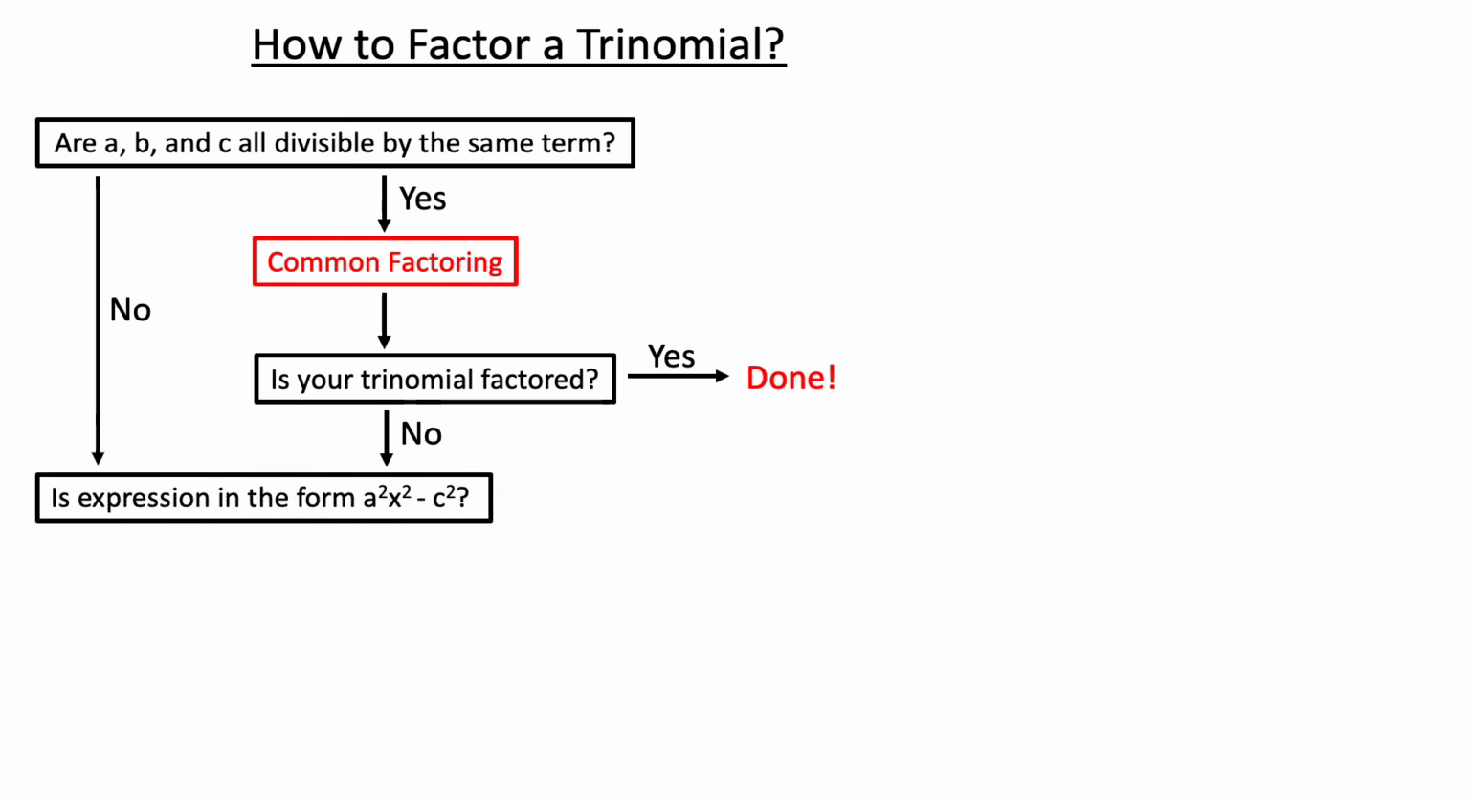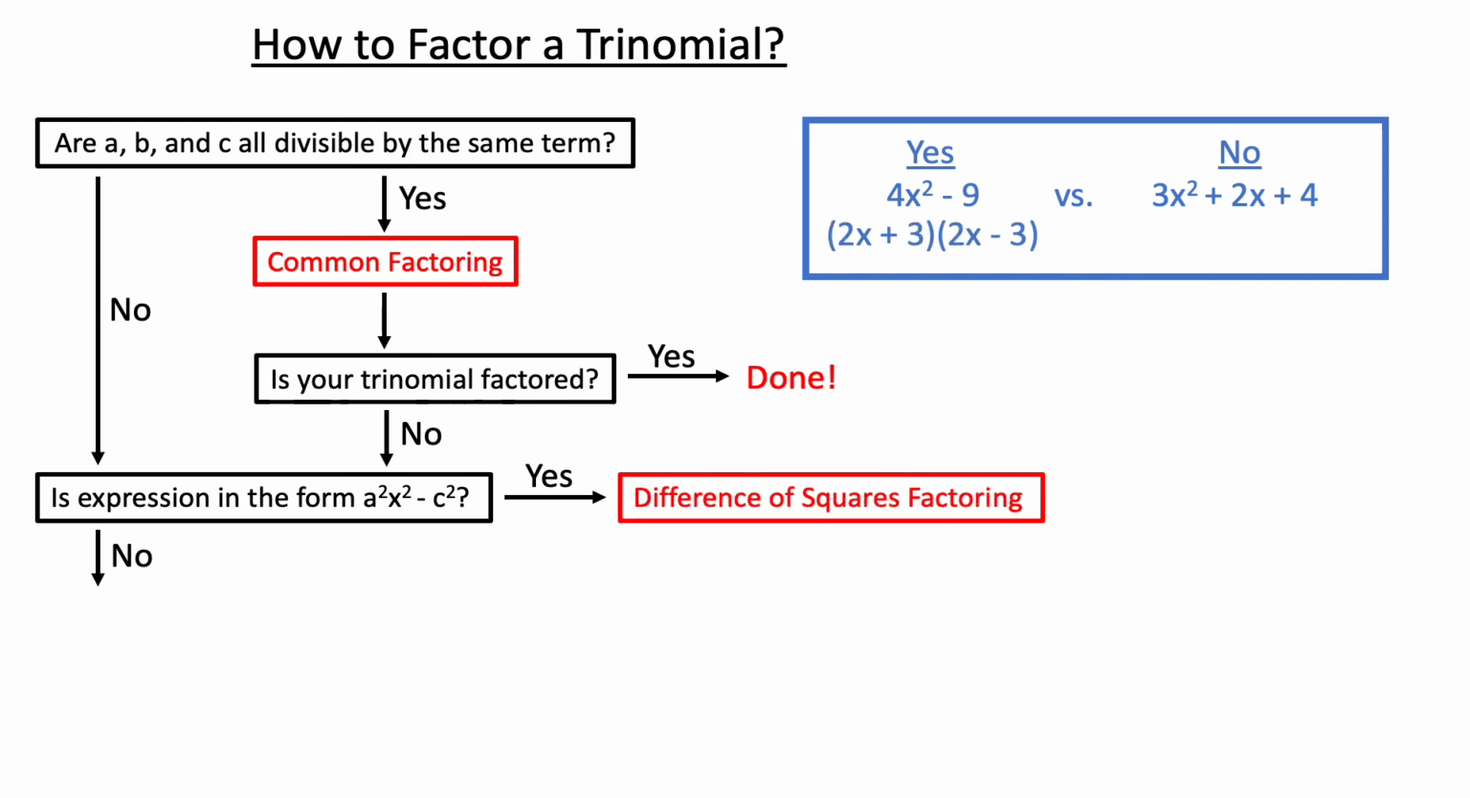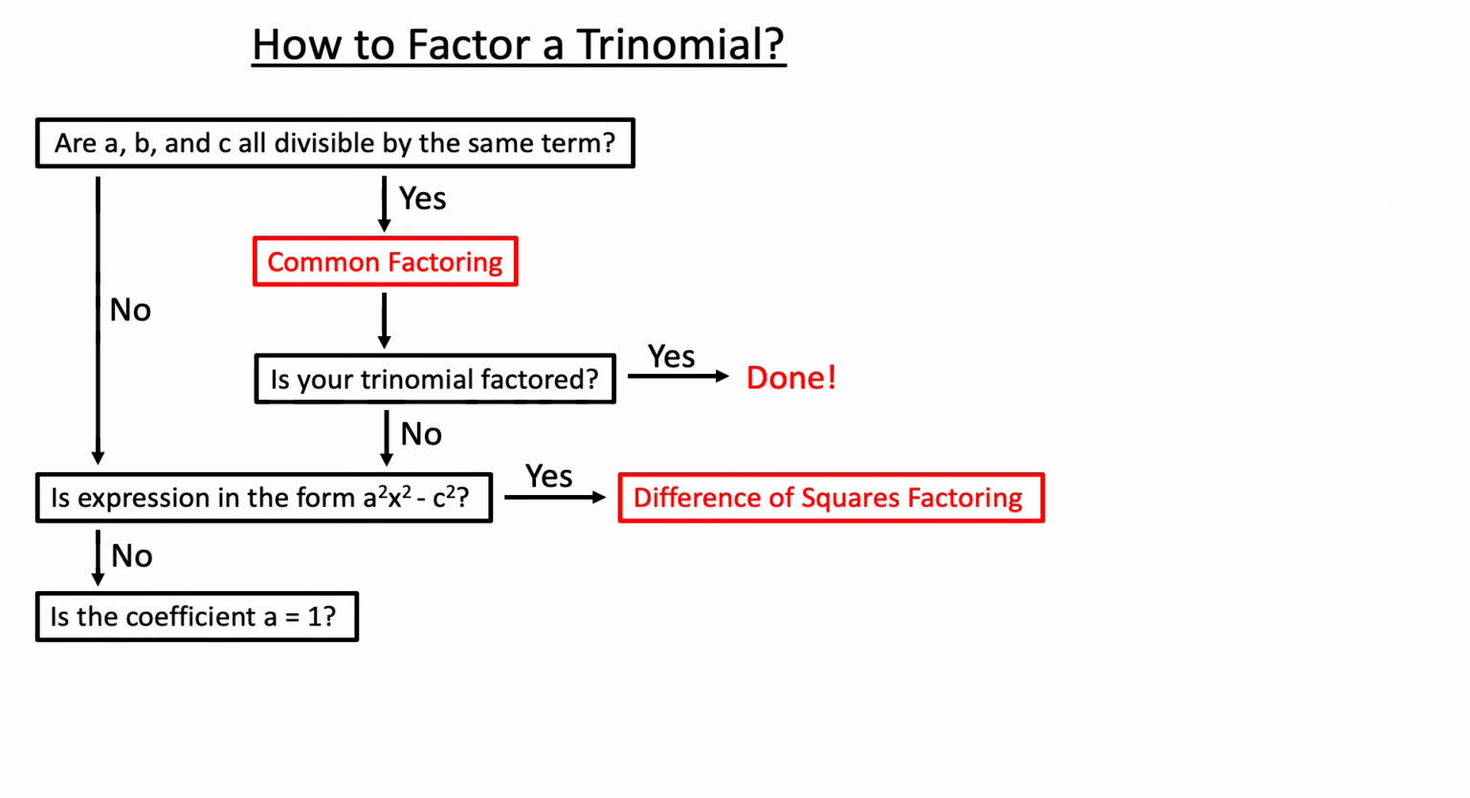The next question we want to ask is, is your expression in the form a squared x squared minus c squared? So for example, on the left, this does follow the a squared x squared minus c squared expression, whereas on the right, this does not. This is very different. If it does follow this format, we can then use difference of squares factoring, and again, now we're done. However, if it does not follow this format, we have to keep going.